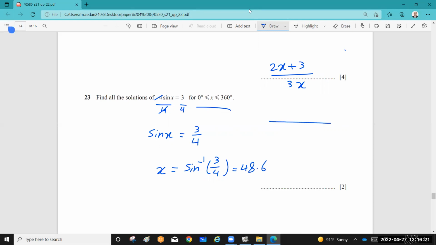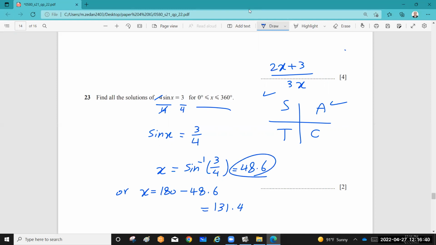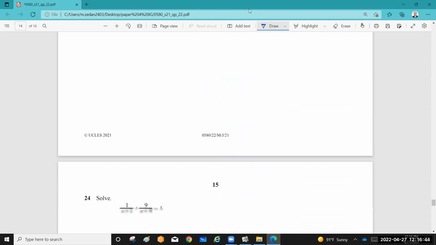But as you know, the sign is positive according to cast rule. The sign is positive in the first and second. So simply you can write the other value of the x by writing 180 minus 48.6. You will get 131.4. So I have two values, 48.6 and 131.4. These are the values of the solution.